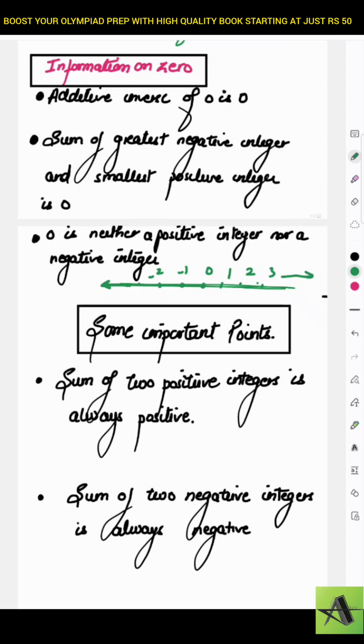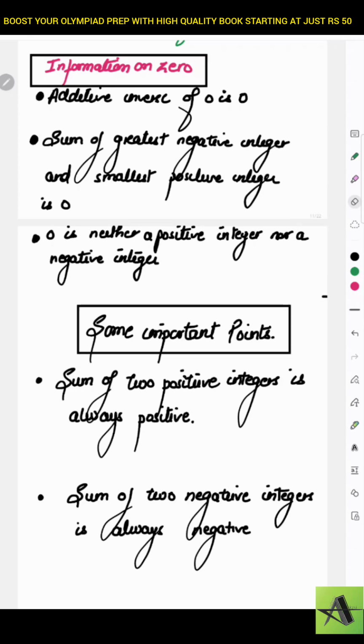Greatest negative integer is this one. This we can clearly see because just after the number which is smaller than 0, the integer is negative 1. If I say negative 2, negative 5, negative 10, they all are smaller than negative 1. So that makes negative 1 the largest negative integer, or the greatest negative integer, whereas we know the smallest positive integer is 1. So this point says that the sum of the largest negative and the smallest positive is 0. Obviously, minus 1 plus 1 will give me 0.